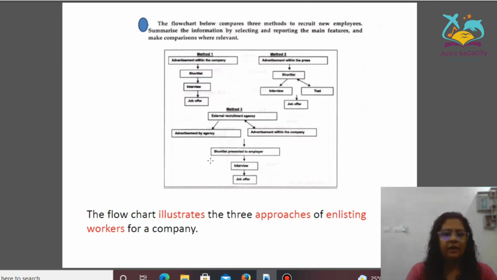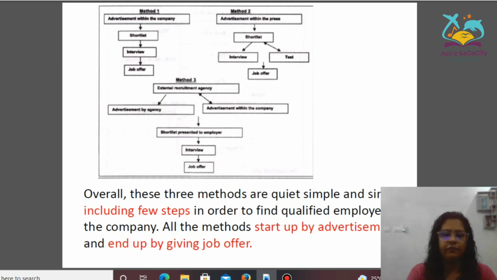So here you need to paraphrase the question first, the flow chart. You need to write like that only, the flow chart. Then below we don't want that particular word. Then compares, you can change it into illustrates. Three methods, you can change it into three approaches. To recruit, we can change that into enlisting. There are so many synonyms for the word recruiting. So you can change that into enrolling or enlisting. Okay. Then new employees, that employees we can change into workers for a company. So that's about the paraphrased version. So try to use synonyms while paraphrasing.